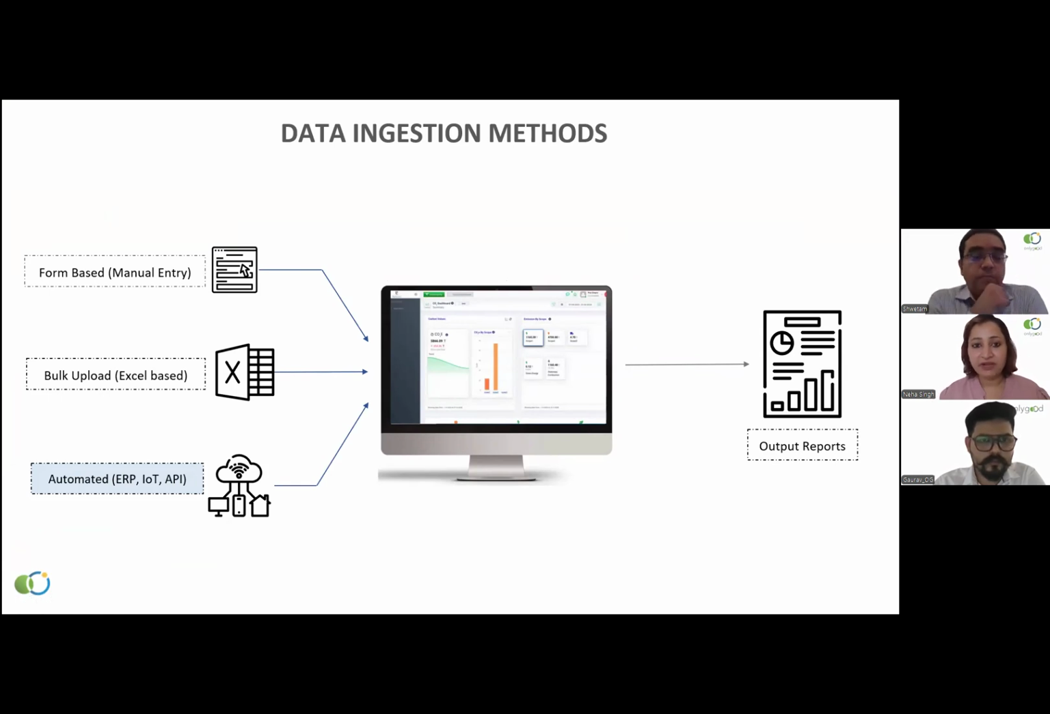We are trying to simplify and demystify all the calculations and frameworks across the process for CBAM. With that, I'll take it to a close and pass it back to Gaurav.